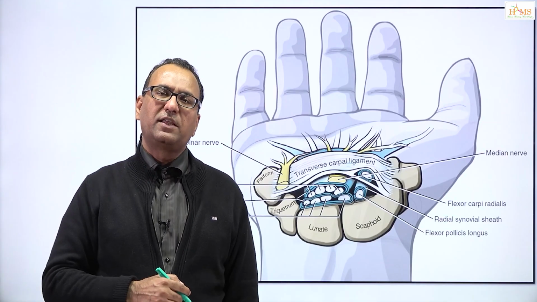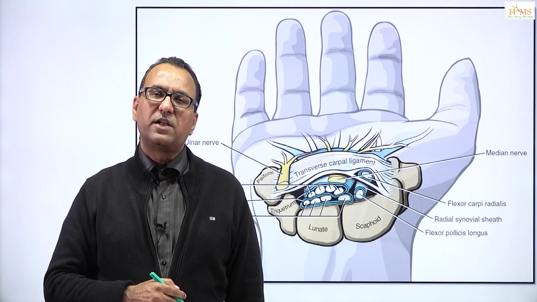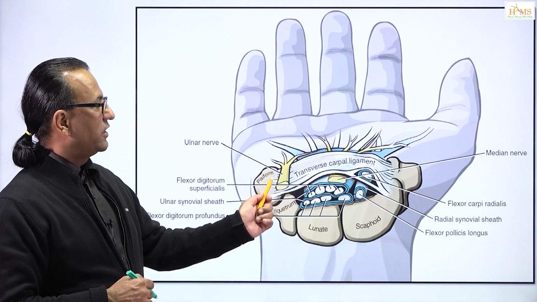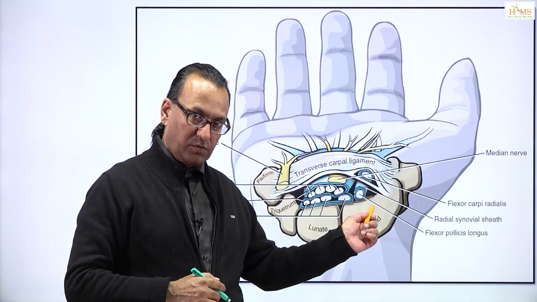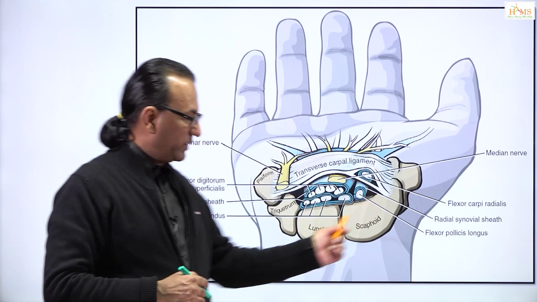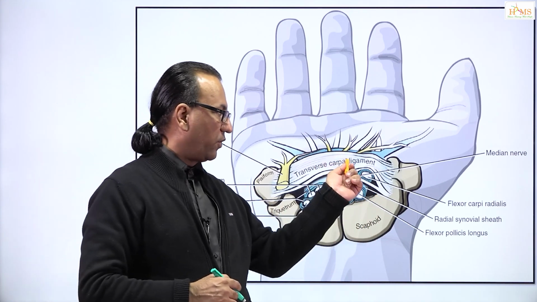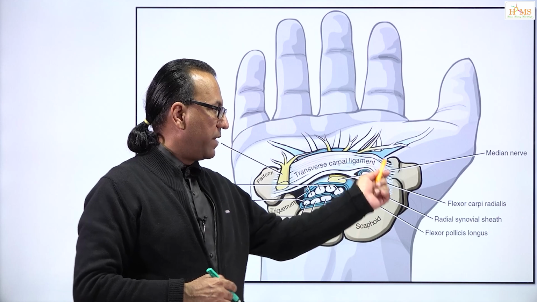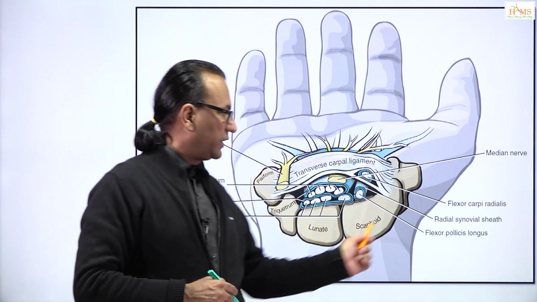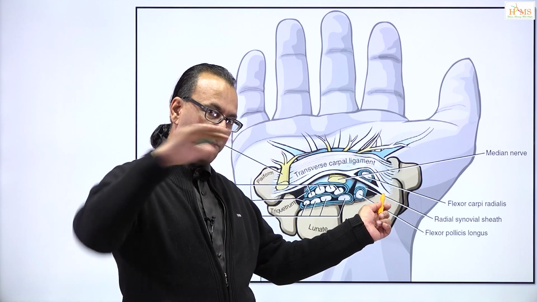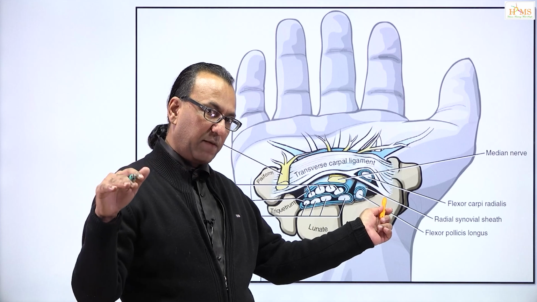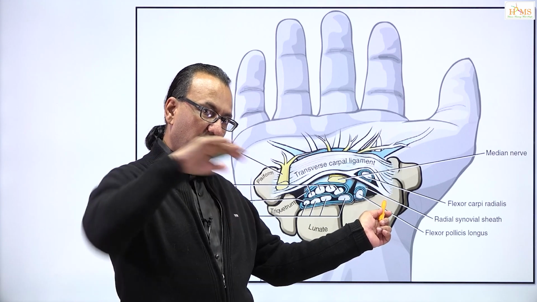We will be discussing the cases of carpal tunnel syndrome now. There are a total of 8 carpal bones in 2 rows, proximally 4 bones and distally 4. These 8 bones make a tunnel which is called the carpal tunnel, and over that there is a bridge, the transverse carpal ligament, which is also called the flexor retinaculum.